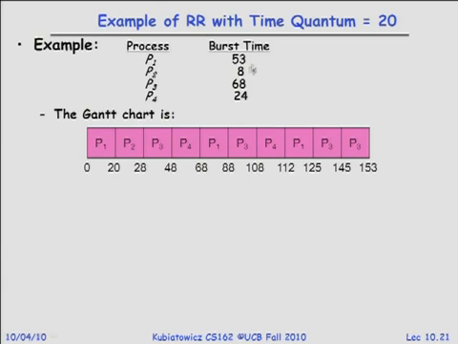If we look at the total waiting time, for P1 it's 72, P2 is 20, P3 is 85, P4 is 88. Average waiting times, you can come up with those.